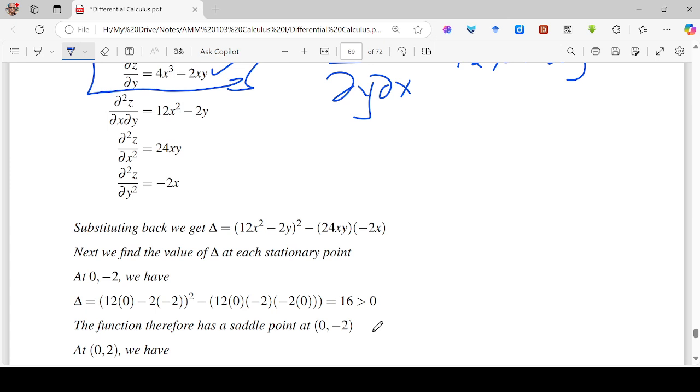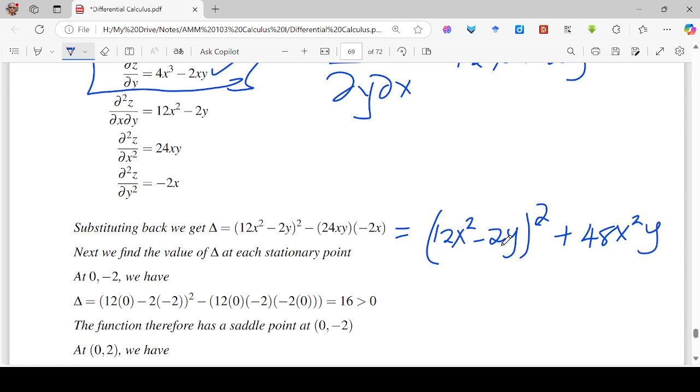Now, we do not need to simplify this, but maybe this one we can write it as 12x squared minus 2y squared, then plus the second term, which we can write as 48x squared y. We may not need to necessarily simplify this further. So what we need to do is to find the value of this quantity at each of the stationary points. Remember, our stationary points are (0, minus 2) and (0, 2). These are the two stationary points.